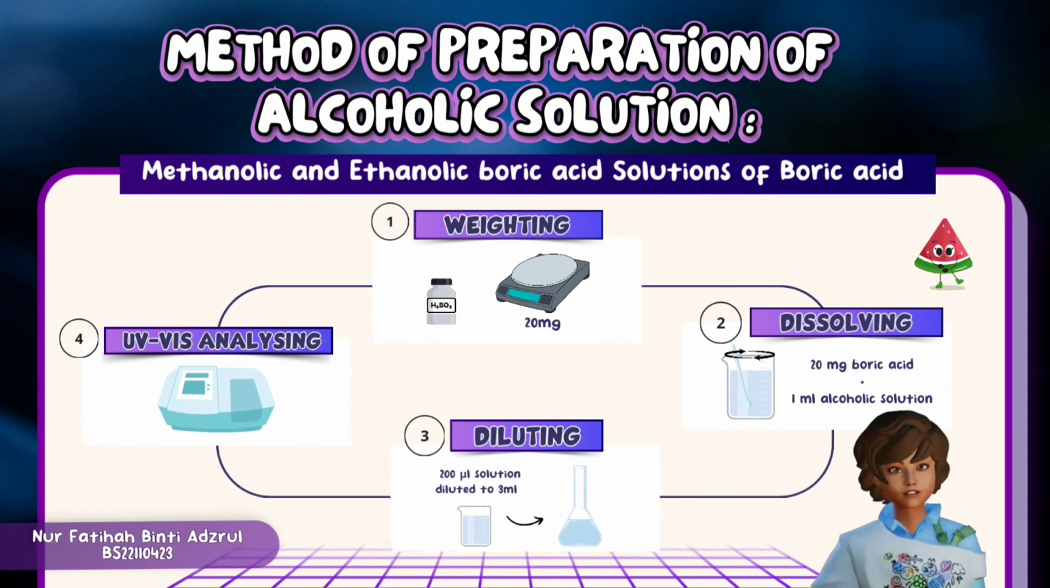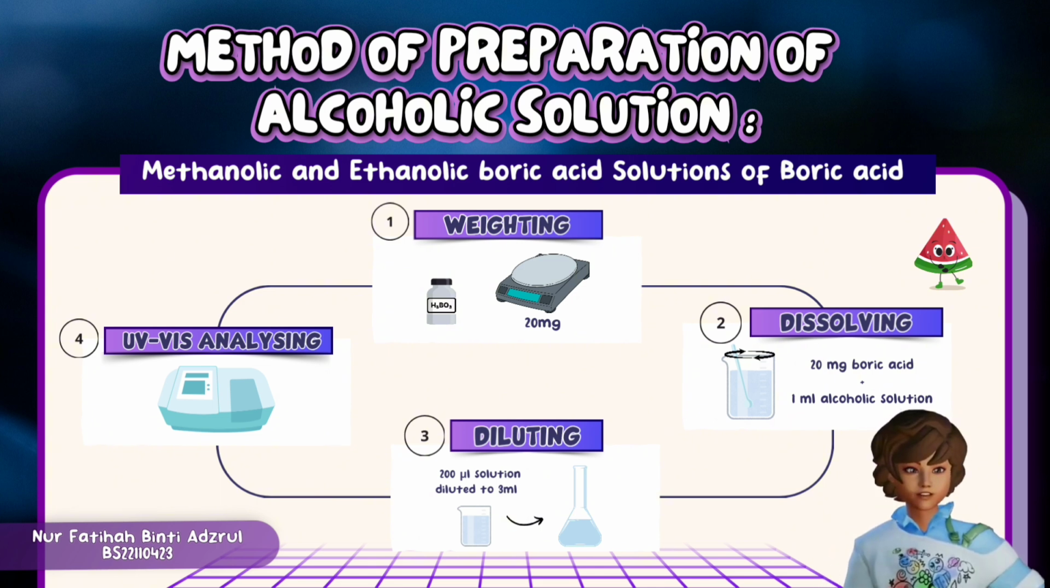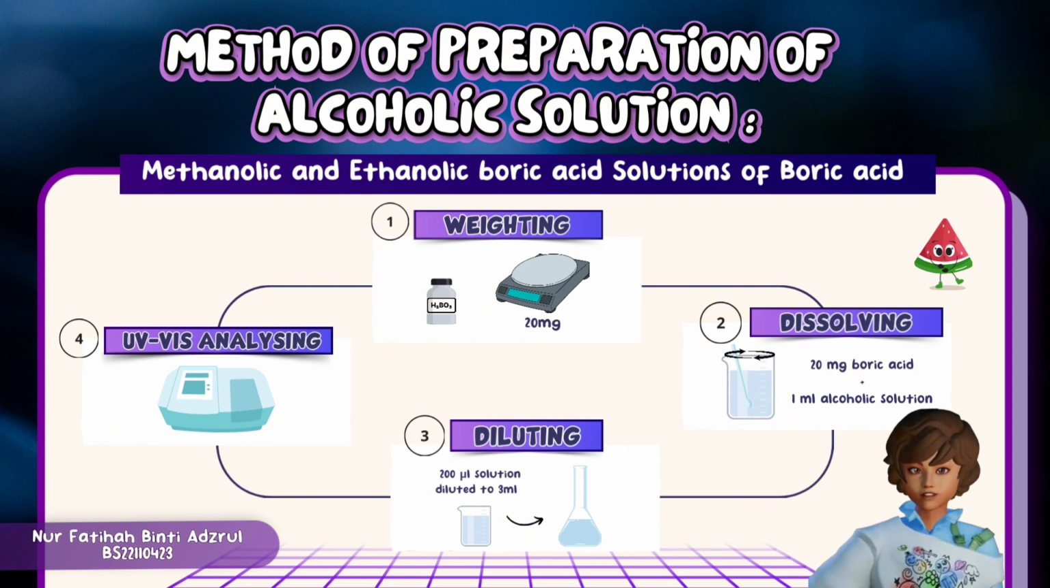Method of preparation of alcoholic solutions of boric acid. Accurately weigh 20 mg of boric acid using an analytical balance. Dissolve it in 1 ml of alcoholic solution. Next, take 200 microliters of the stock solution and dilute each to 3 ml using ethanol and methanol respectively. Thus, the resulting solutions were prepared successfully for UV-vis spectral analysis.